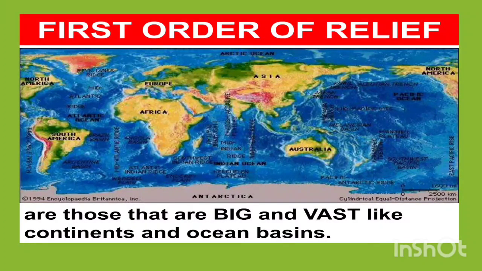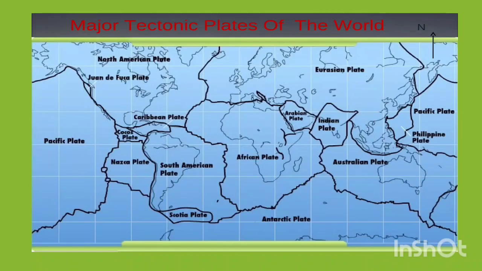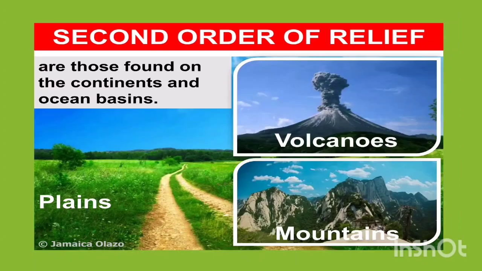So the first order relief, the big and vast features, these are the continents and oceans. They are the first order relief. And also due to plate tectonics and plate movement, there are seven major plates and 20 minor plates, and they move in different directions in different ways. Sometimes they move in opposite directions. Sometimes they move and collide with each other, and sometimes they pass and slide past each other. Okay, so we can say that the plate movement and endogenetic forces are responsible for the forming of continents and oceans. Okay, now what are the second order relief features?